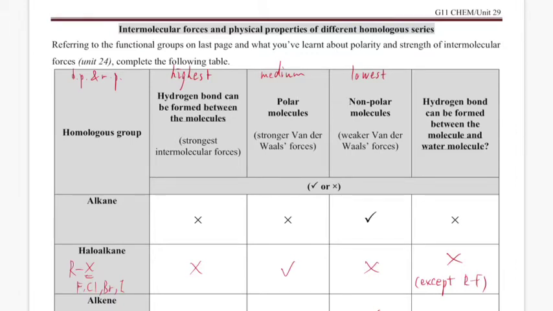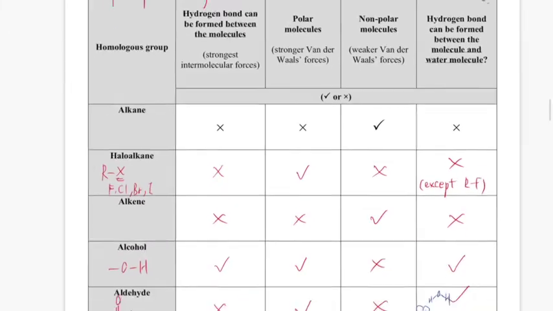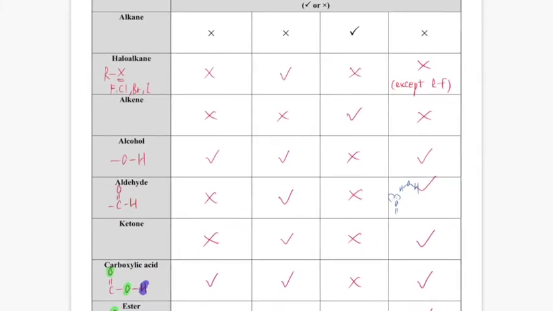In the last column, can hydrogen bond be formed between this organic molecule and water molecule? That tells you whether it can dissolve in water or not, whether it's water soluble or not. Okay, so for the parts where we put a cross, that means it's insoluble. For alkane and alkene, we have seen samples in the lab, they are insoluble in water. And for haloalkane, they are slightly soluble.